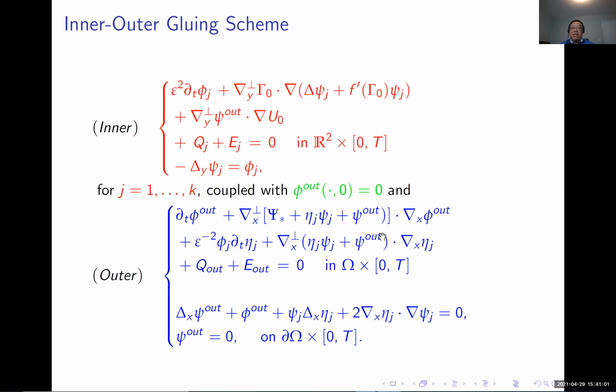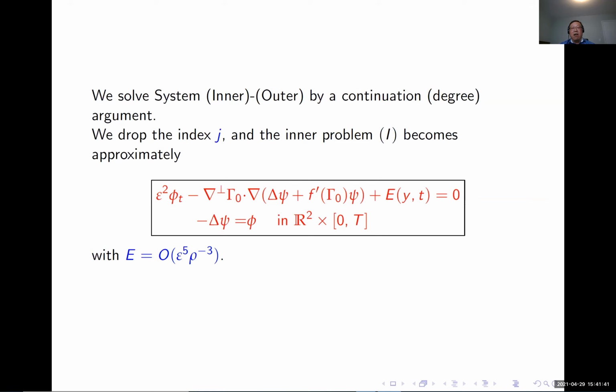Now, let me just mention that we cannot do a cutoff of the outer problem. For the outer problem, you have to solve the same problem. The outer problem is also the same Euler equation. The only difference is that the error becomes a little bit better. So the outer problem is still a singular transport equation. We solve the inner outer problem by a degree argument, okay?